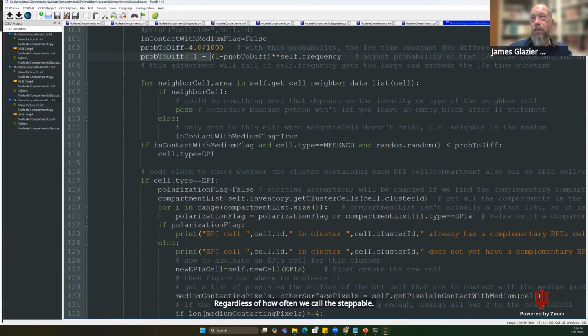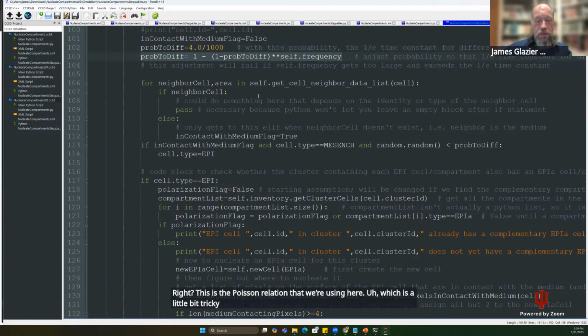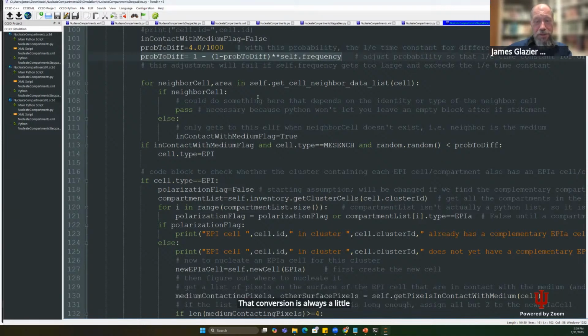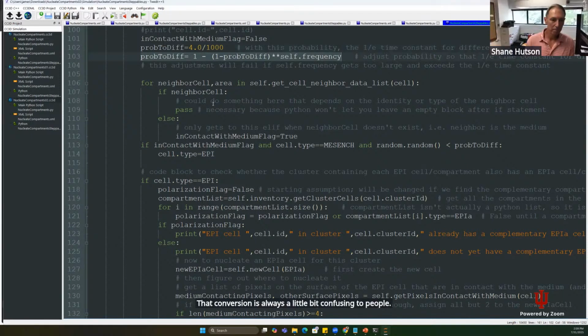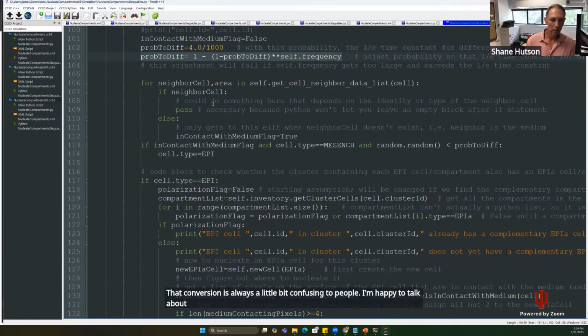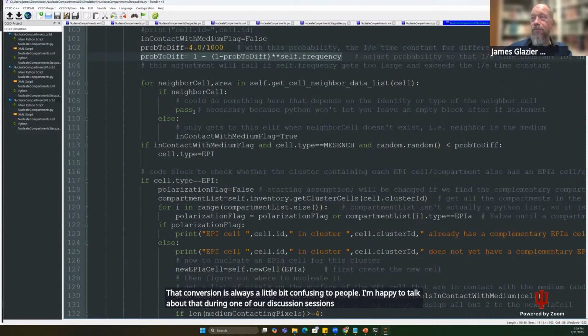Right, this is the Poisson relation that we're using here. Exactly, which is a little bit tricky. If people are not used to doing things in finite time steps where the time step changes, that conversion is always a little bit confusing to people. Yeah, I'm happy to talk about that during one of our discussion sessions after everything's over today.